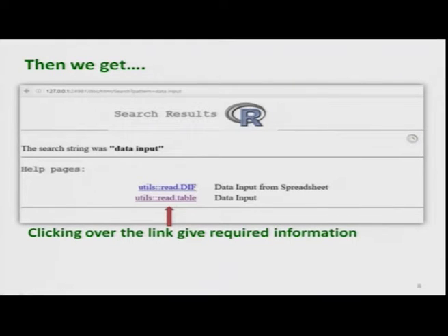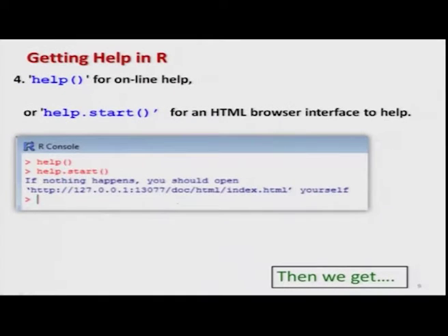So here if you try to click over here, then you will get the details of the utility which is contained in read.dif, that is trying to give you how to input the data from a spreadsheet. And similarly, if you want to input the data, there is another utility called read.table, and it is trying to give you how to input the data. And as soon as you click over any of the links, you will get more details about these utilities, that is how to get the data.